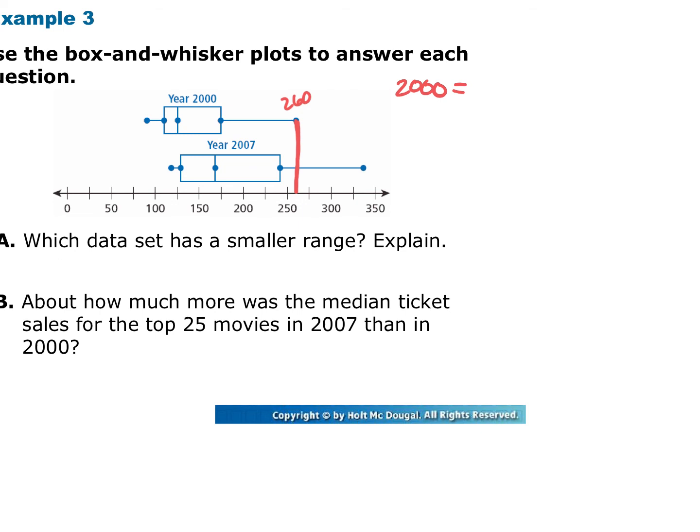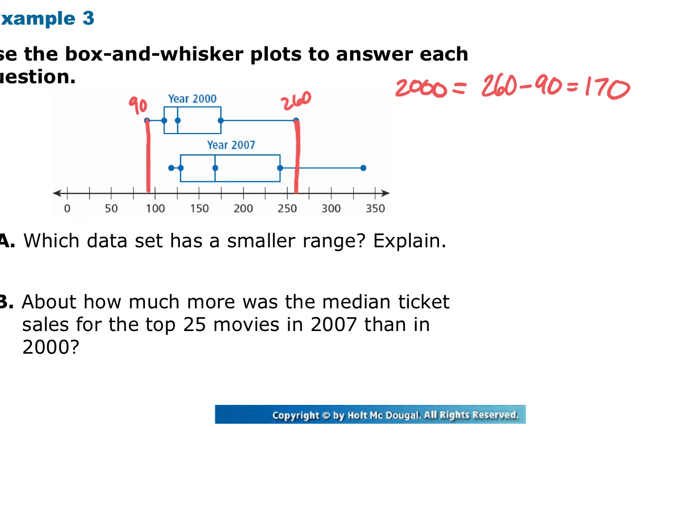Now, when I look at the smaller number, I'm going to come over here to this end, and I'm going to drag it straight down and try to be as straight as possible. Now, as I look at it, it's not quite a 100, but it's pretty close. I'm going to say that's probably about 10 off, so I'm going to estimate it is 90. So to find the range of the year 2000, you just take 260 and subtract 90, which gives you what? 170.